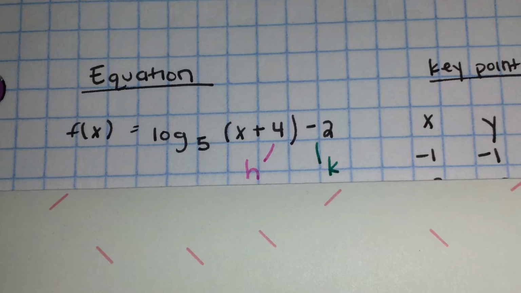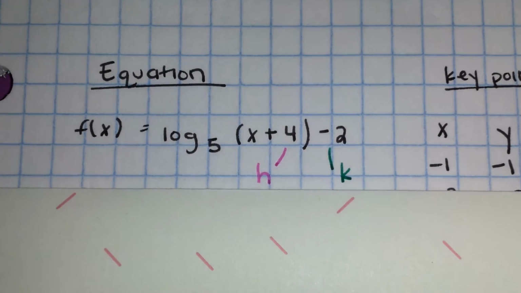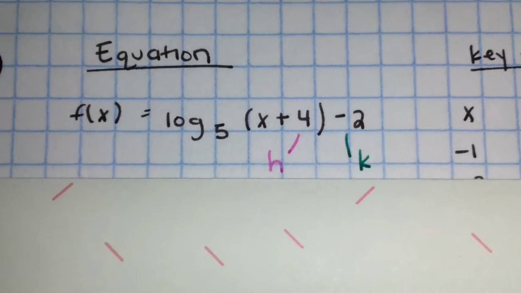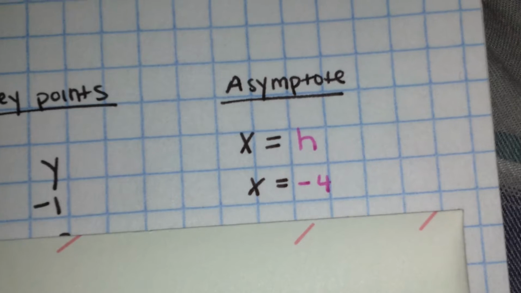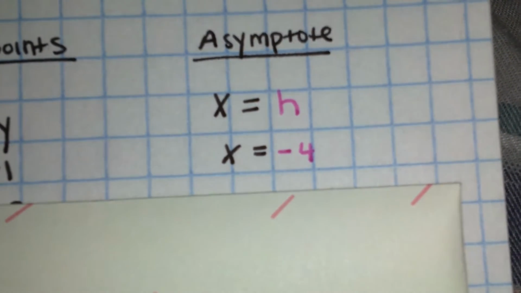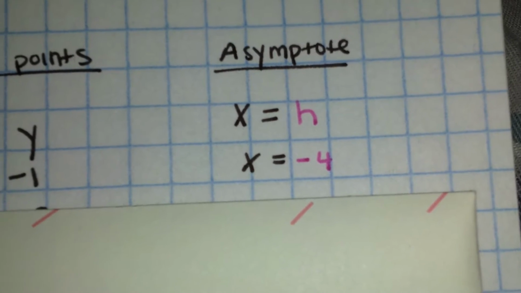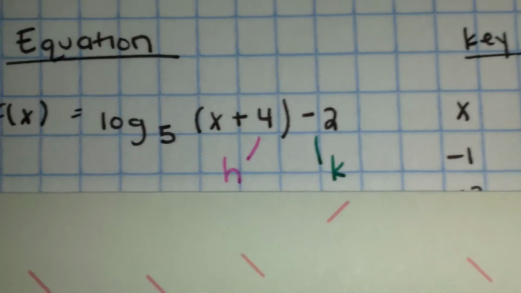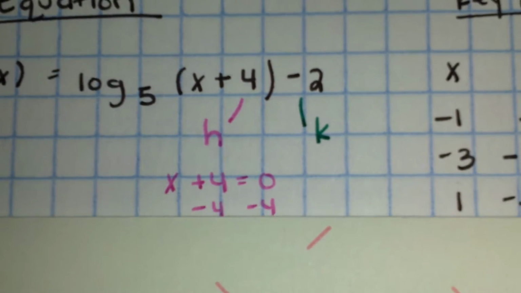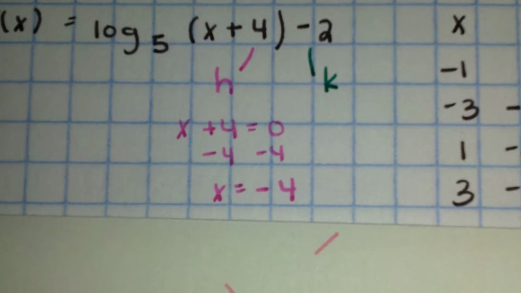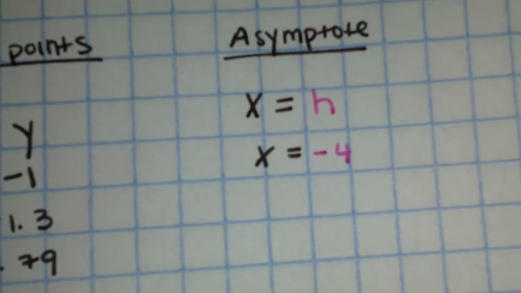So the first thing you want to do is identify your h and your k, because that'll help you figure out the rest of the problem. Well, it'll make it easier for you. So the first thing you want to do is find your asymptote, and your asymptote is going to equal -4. So basically x equals h, and that will be what your asymptote is. So what you do is you take that x plus 4, and then you set it equal to 0. You subtract the 4 over, and you're left with -4, which will be your asymptote.